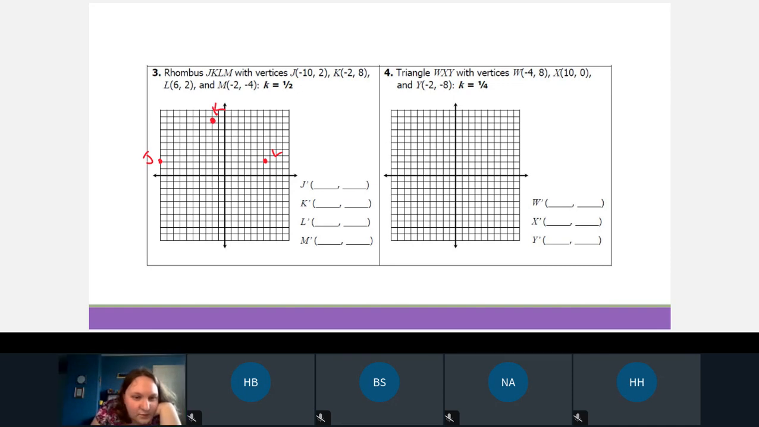L, 1, 2, 3, 4, 5, 6, 2, and -2, -4. There we go. Make sure J is right. 1, 2, 3, 4, 5, 6, 7, 8, 9, 10. 2, -2, -4. Wow. We've all had those days. -2, -4.